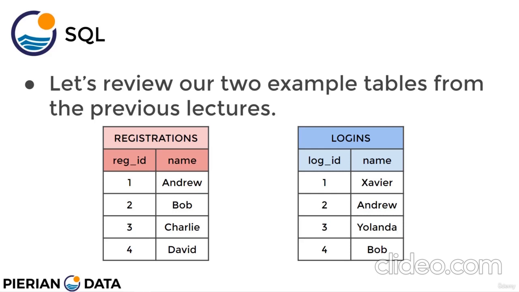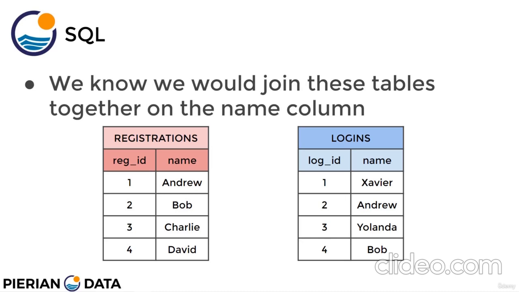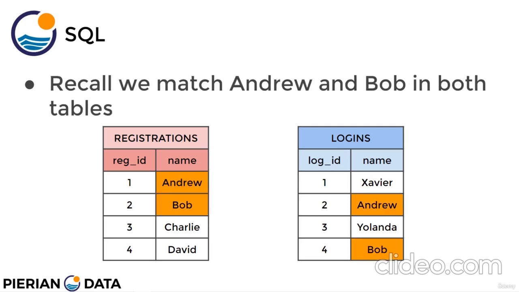They're present in both tables. However, we have Xavier and Yolanda. They forgot to register, but they still showed up and logged in anyways. Okay, so we know we would join these tables together on the name column. Again, in this little universe, we're going to assume that the name is a unique identifier. There's no such thing as two Andrews or two Bobs in the world. And recall, using that inner join that we learned about previously, we could match Andrew and Bob in both tables.